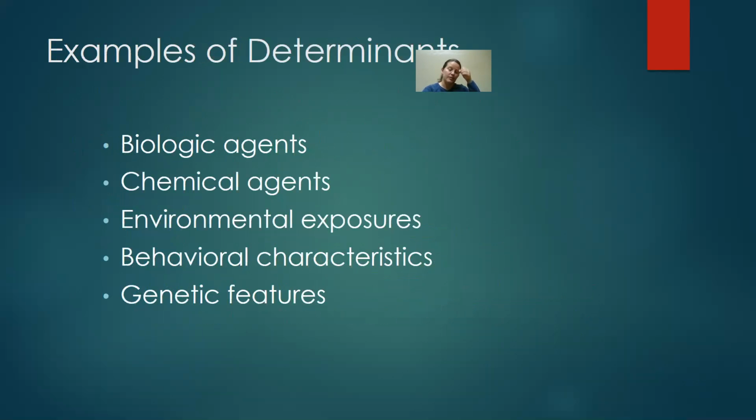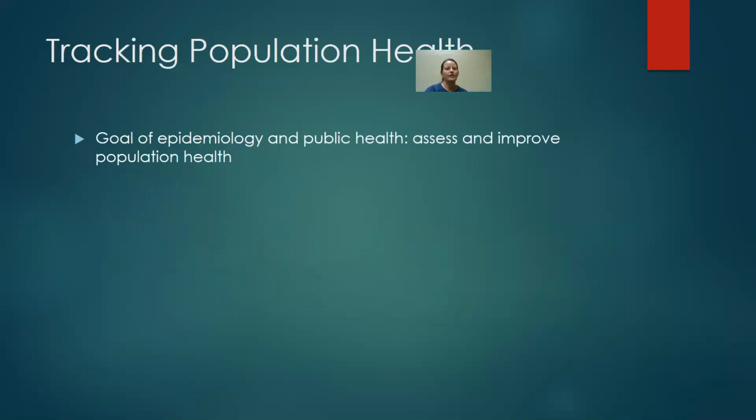So determinants or risk factors could be any one of a number of things. I have some examples listed here. Could be biologic or chemical agents. It could be an environmental exposure, a behavioral characteristic, genetic features. The list goes on and on. Essentially anything that could conceivably impact health could be viewed as a potential risk factor or a determinant of health.